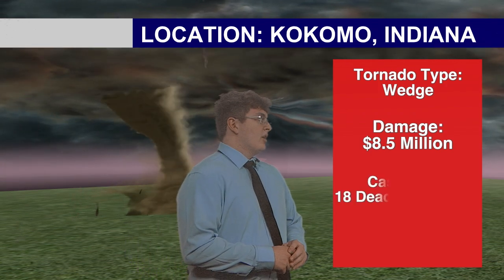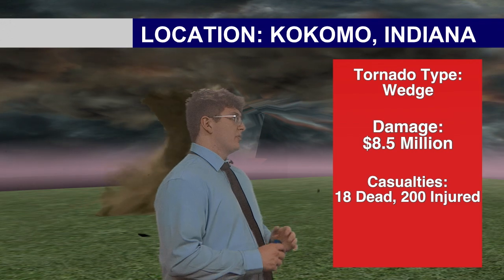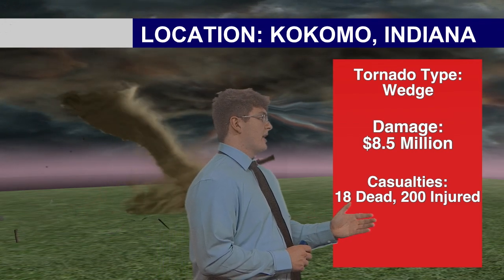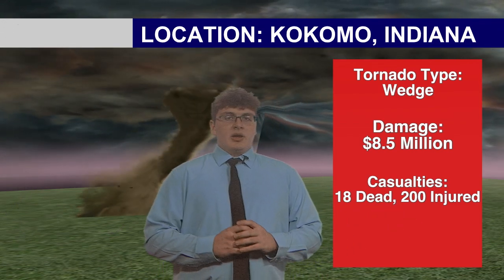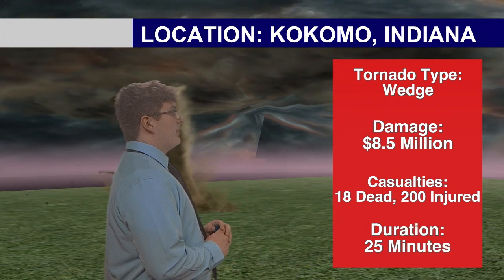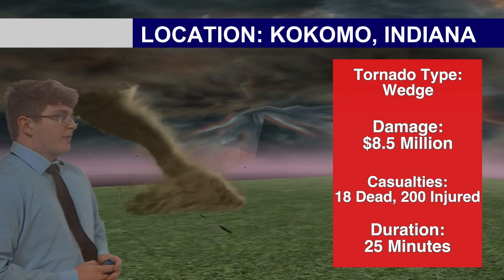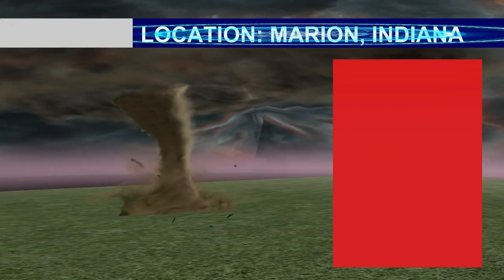We can also, unfortunately, see this is our highest amount of people that passed away and injured, as 18 people unfortunately passed away, and 200 people were unfortunately injured as well. And as we can see here, the duration was 25 minutes long, and that is just an incredibly long tornado, especially for this time, just being on the ground overall.